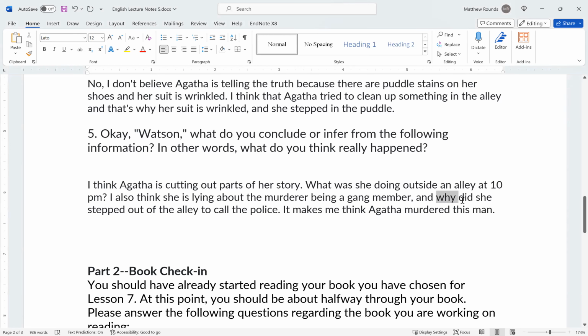And then you're asking a question, this next part, and why did she step, which is step, not stepped, out of the alley to call the police? Actually, I think we can change this to why she stepped out of the alley. Actually, no, that's not a question then. Why did she step out? Okay, that looks okay now.